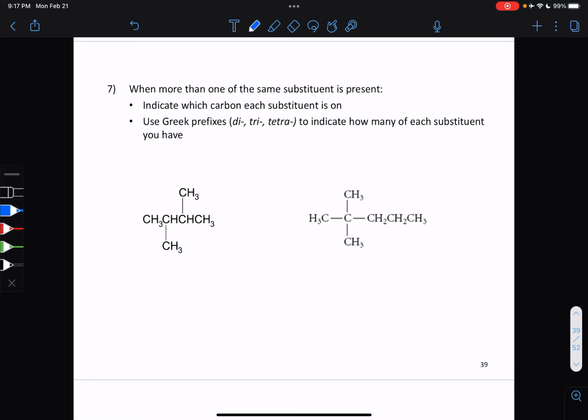So number 7 says, when more than one of the same substituent is present, we do this. And remember that a substituent is exactly the same thing as a branch. You can use those two terms interchangeably. What we do here when we have a couple of branches that are exactly the same thing, like those two down there that are methyls, we're going to indicate on which carbon of the parent chain our branches are located, and we're going to go ahead and use Greek prefixes.